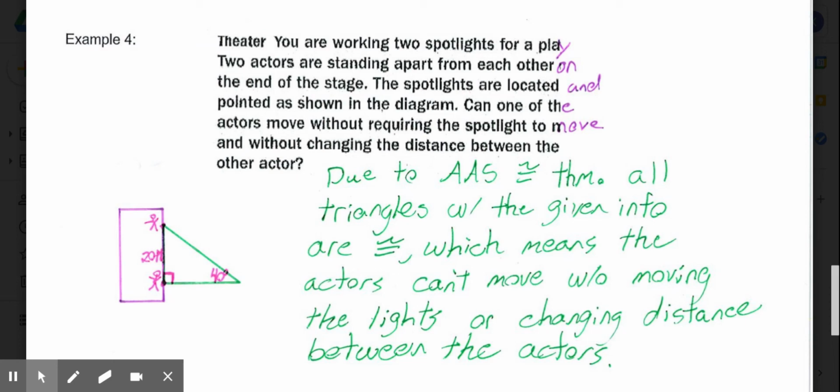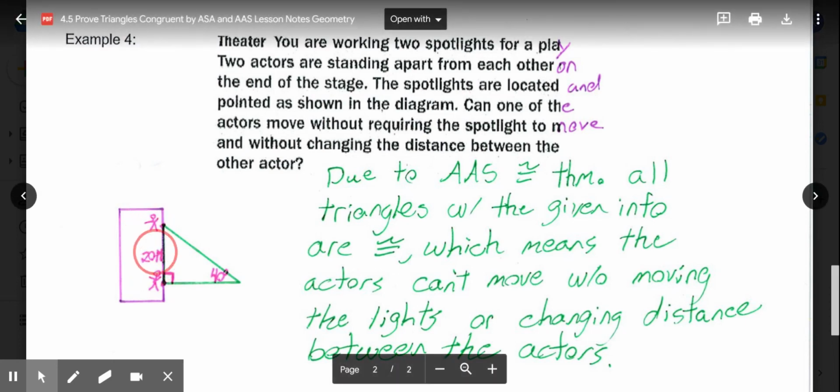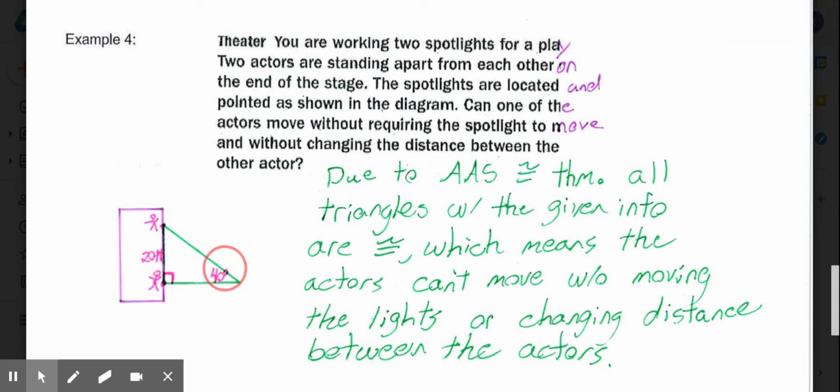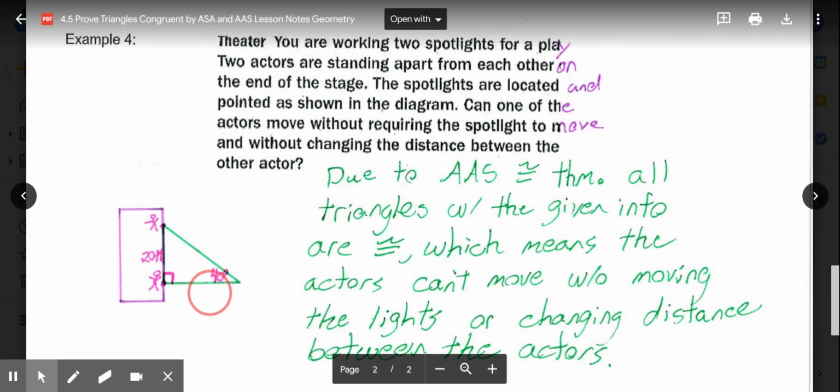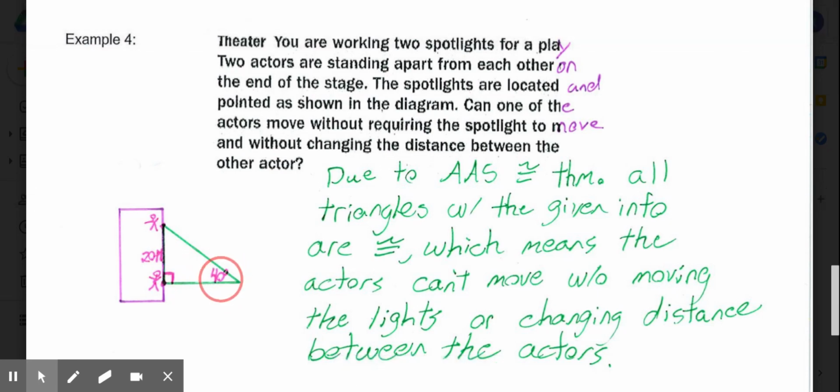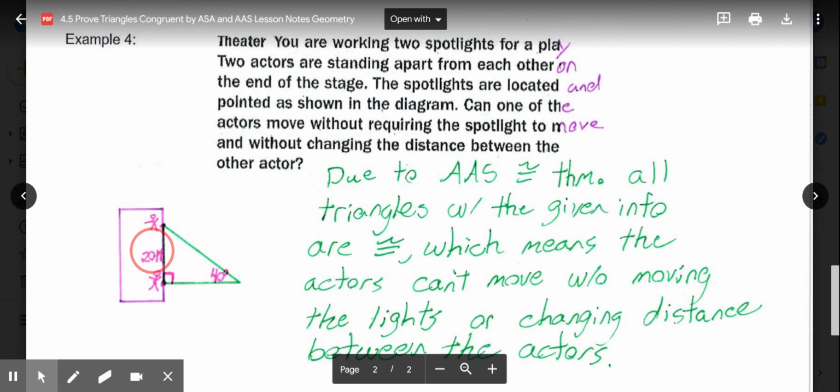So what we know according to our diagram is we have our 2 actors on a stage with 20 feet in between them. Then we had the right angle coming out here, and here we have where the spotlight is. So our location here of the spotlight, and this 40-degree angle aiming one here and one here. So that's our diagram of info. So we have a 90-degree angle, a 40-degree angle, and a 20-foot side. So I can look at this going angle, angle, side.